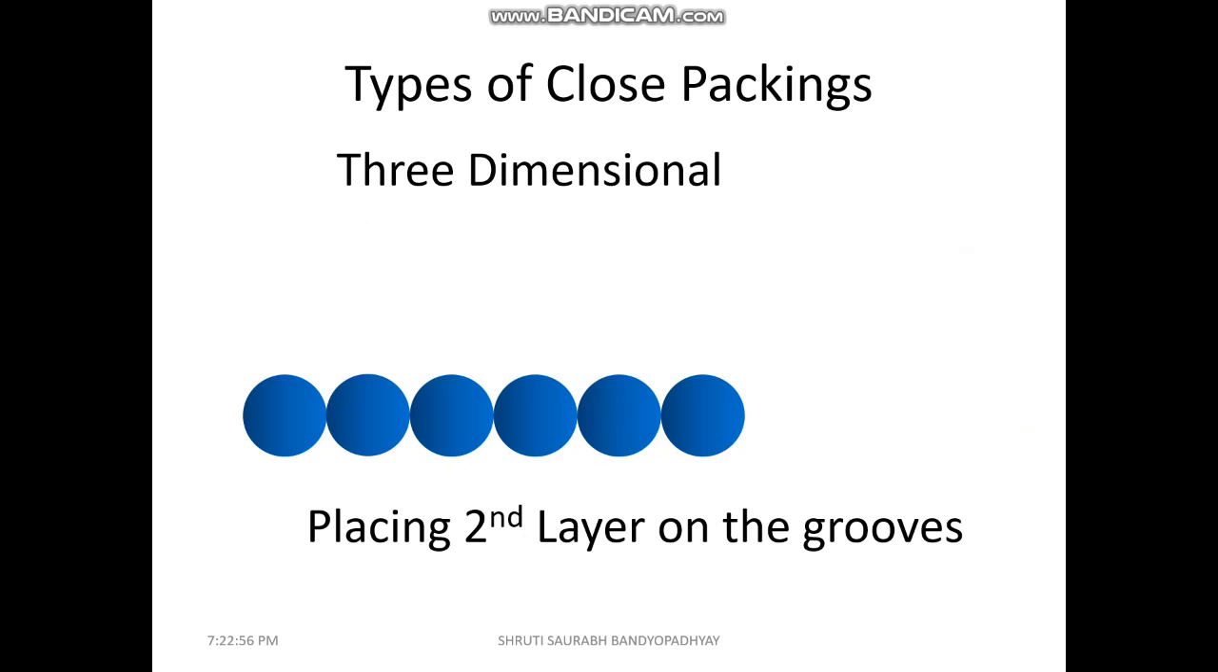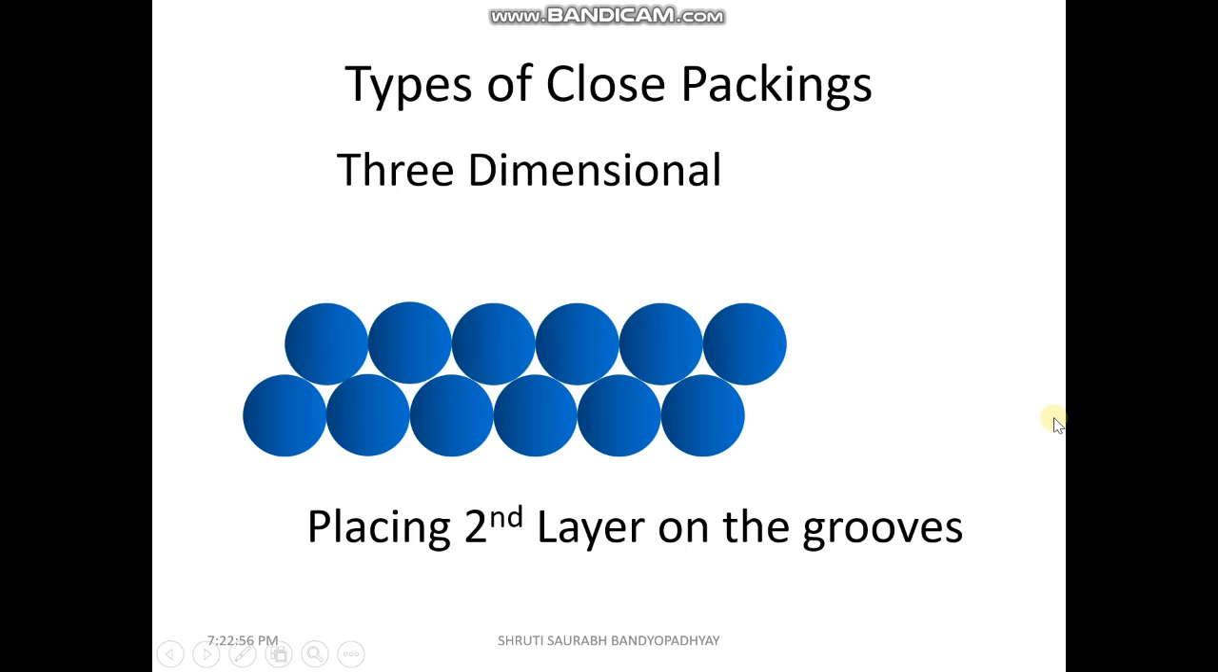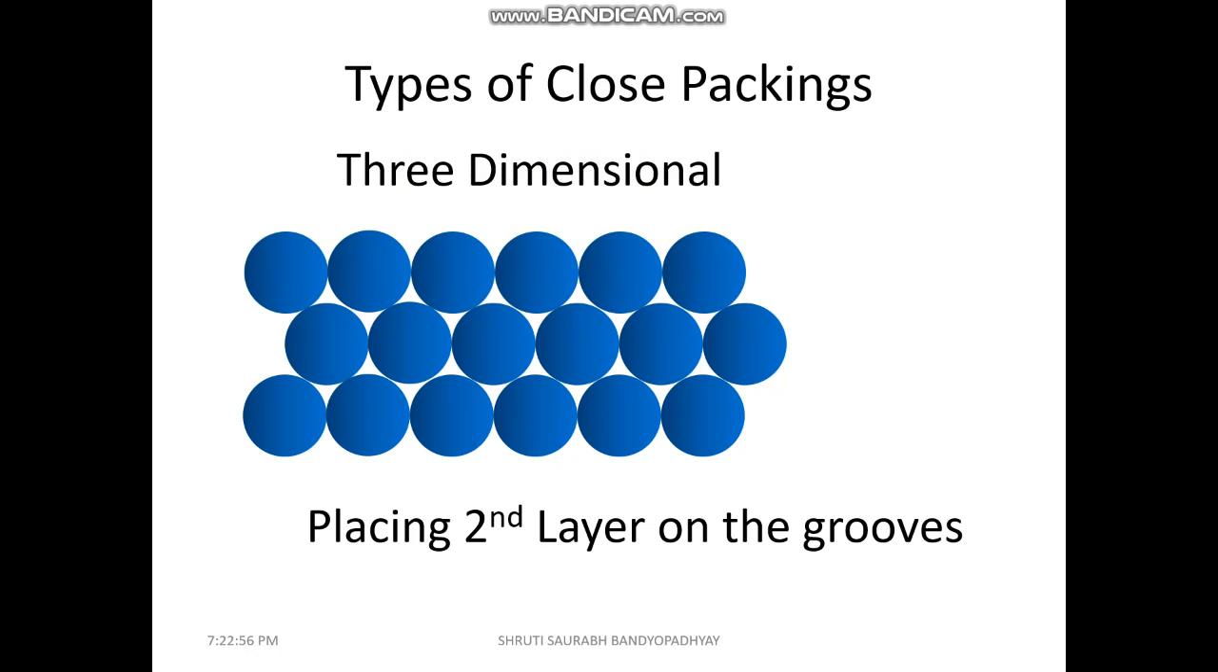And we can also place the second layer on the grooves of the first layer. How? Suppose this is the first row and this is the second row. We are placing the second row on the grooves of the first row, and again we are placing the third row on the grooves of the second row. These are the grooves: this one, that one, that one. These empty spaces are grooves, actually depressions. This forms one layer, so a monolayer structure.